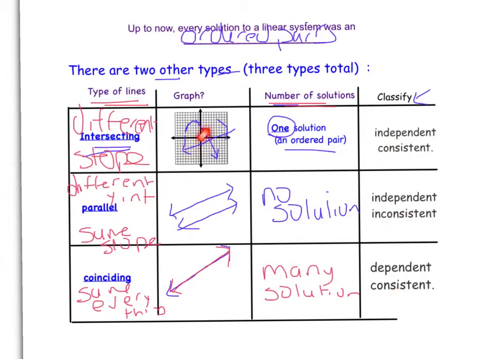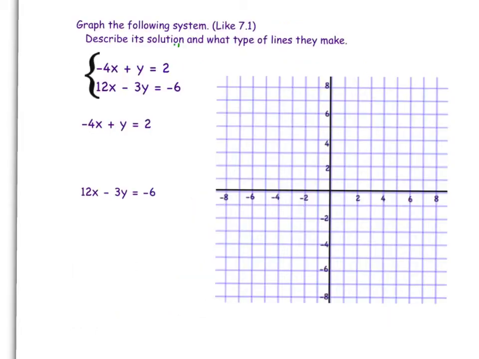The two lines are independent from each other if they're two separate lines. If it's the exact same line, they're dependent on each other. They're consistent if they have at least one ordered pair. They're inconsistent if they have no ordered pairs. All right, determining if there's one solution, no solutions, many solutions, consistent or inconsistent from a graph means you need to draw them out first, okay?